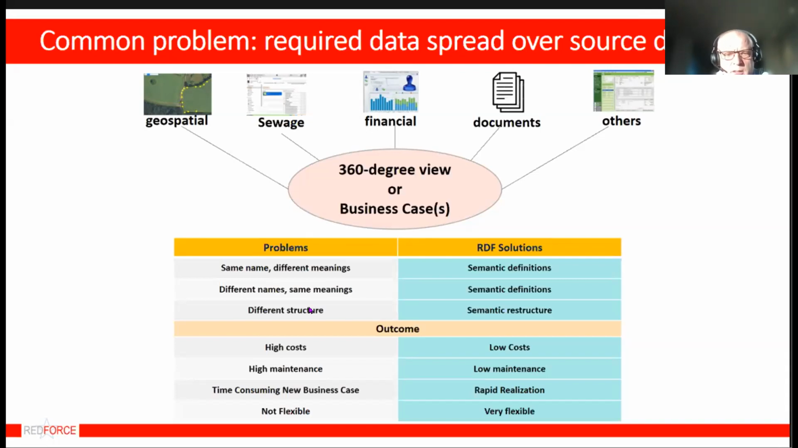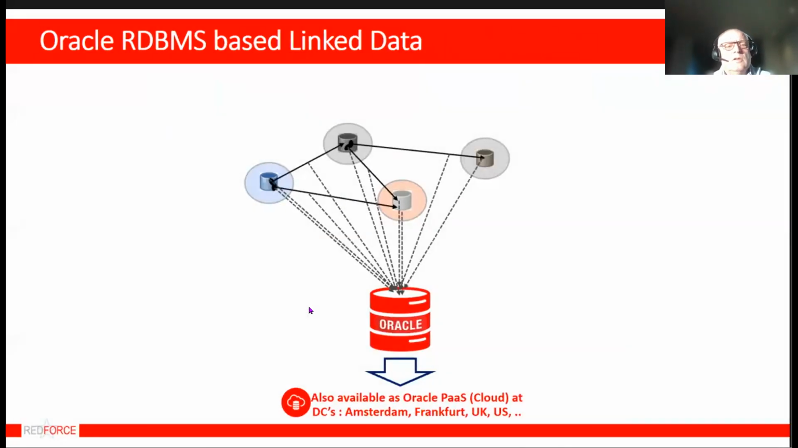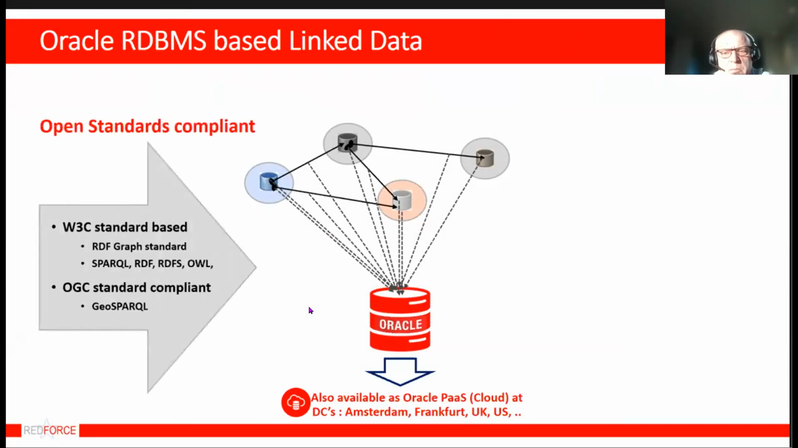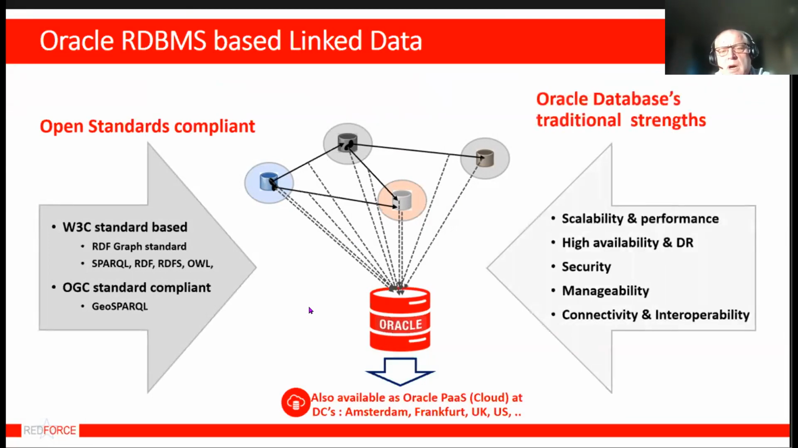So what is in the Oracle database available? Oracle made an implementation of the linked data based on the W3C and OGC standards. And so you can use SPARQL and GeoSPARQL. And on the other hand, you can combine it with the traditional strengths that are already available in the database and combine those two. And everything is also available in the cloud.